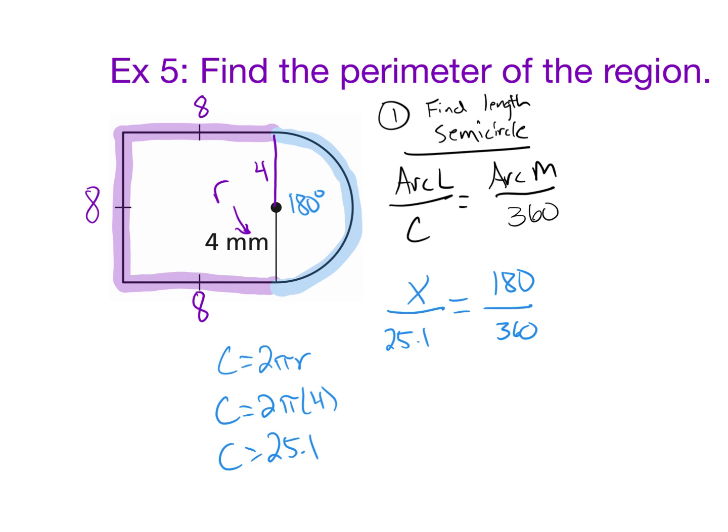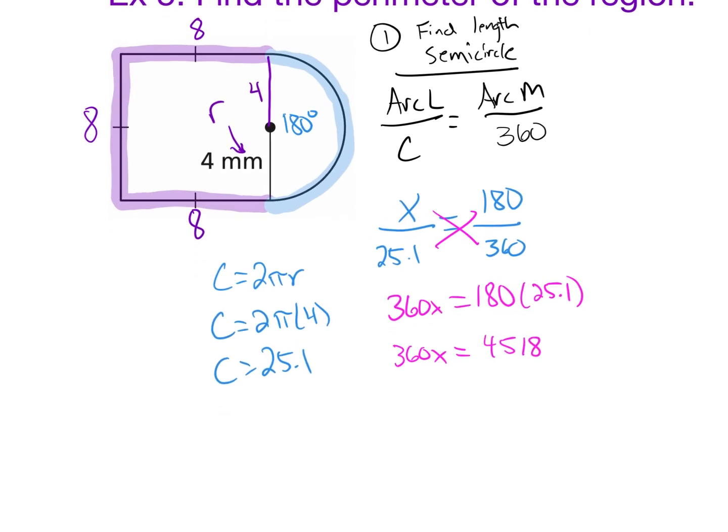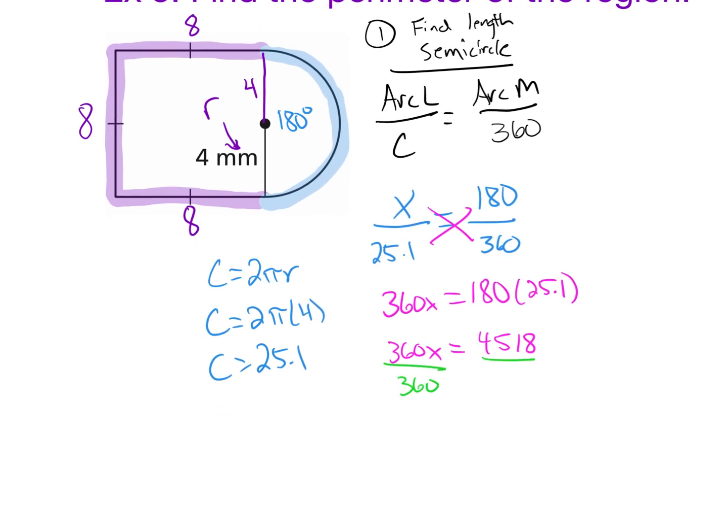And now we just cross multiply and solve for x. So 360x is equal to 180 times 25.1. So 360x equals 4,518. And then the last step, of course, is we're going to divide it by 360. 12.6. Okay. So that's my arc length of that semicircle. So this semicircle is 12.6 right there.